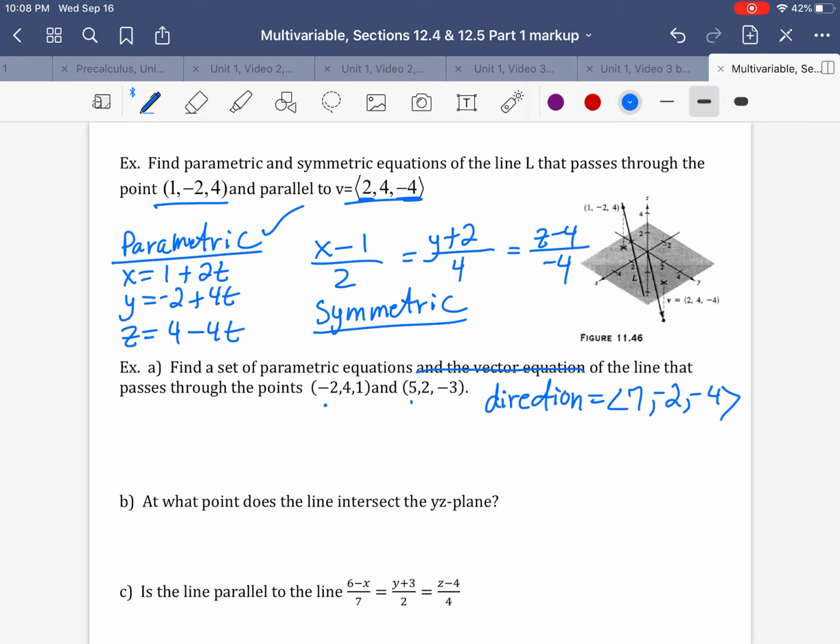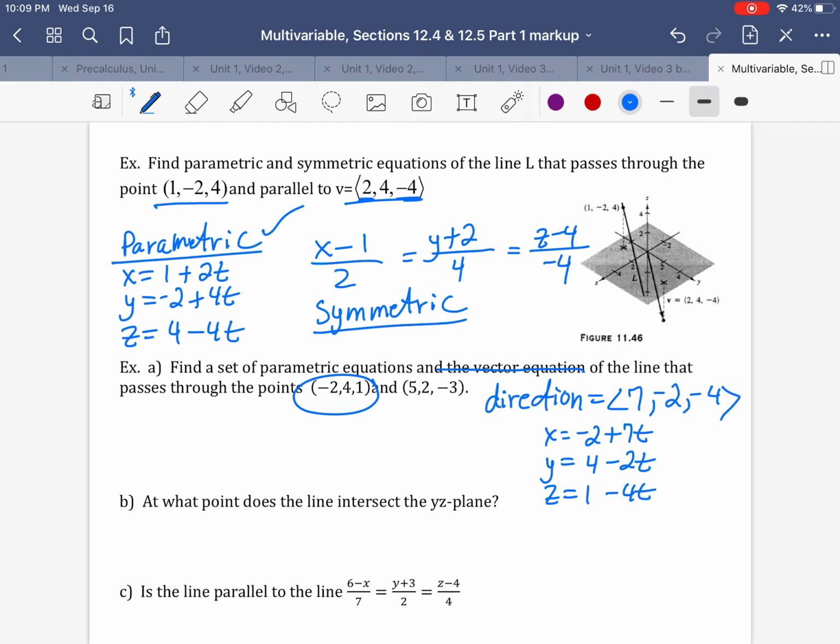Okay, and again, it doesn't matter which point, so let's go ahead and use this point. So parametric equations of this line would be x equals negative 2 plus 7t, y equals 4 minus 2t, and why don't you write the last one for me in your Edpuzzle? So that one would be 1 minus 4t.